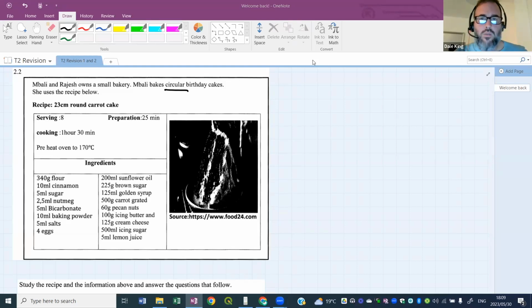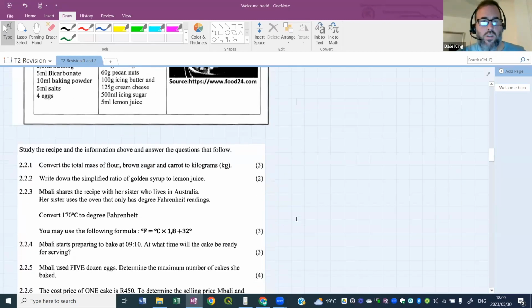Metric. Very good. Well done. So this is a metric recipe. So obviously someone in the UK or South Africa decided to build this one. If it came from the United States, it would be in ounces and things like that. In fact, the UK one also comes in ounces. So this is probably a South African recipe here because we like to use a metric system all the time. All right, there's information in the question. They say study the recipe and answer the questions that follow.